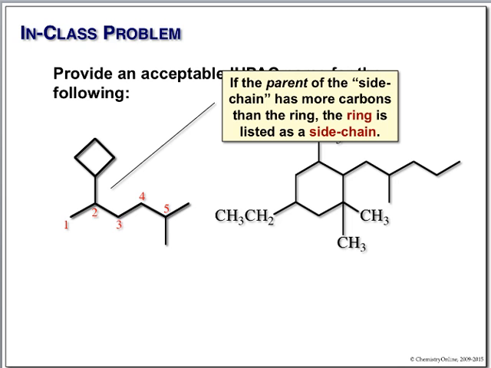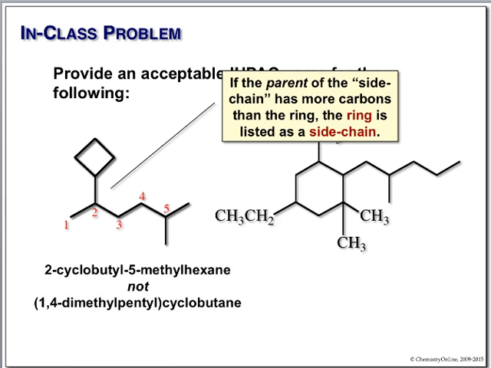Now we have 2 substituents. We have a hexane as a parent, a cyclobutyl, we'll call it, with the YL on, and of course a methyl. 2-cyclobutyl, 5-methyl, hexane. We do not name it as a cyclobutane because there are more carbons out here. Any questions?